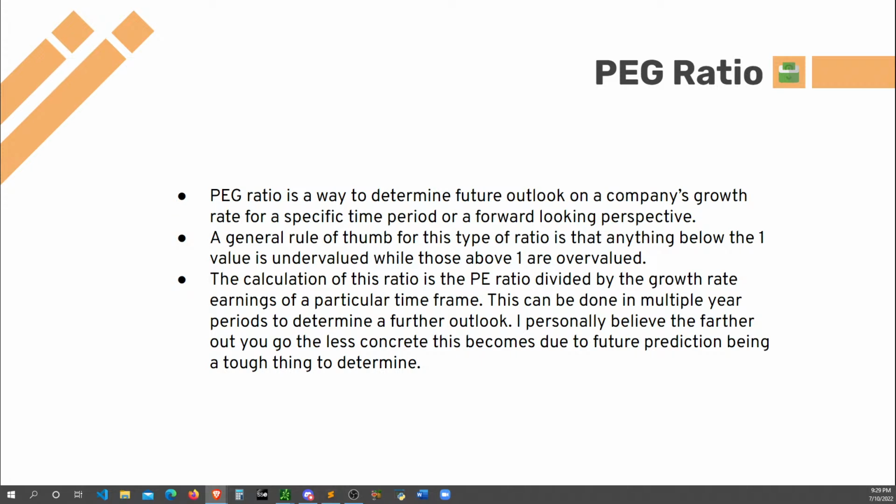But the calculation of this ratio is the PE ratio divided by the growth rate of earnings of a particular time frame, and you can do this based off of a certain time frame that you particularly are interested in. You can do 1 year, 2 years, or however many years that you want to do investments in. You can calculate the PEG ratio and determine if you think in that time frame that you're looking to invest fits that model.